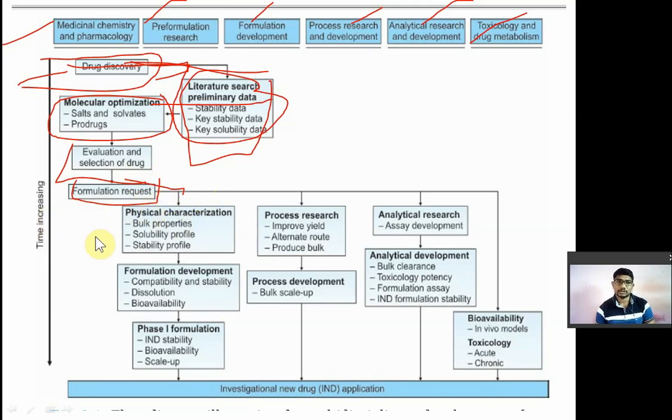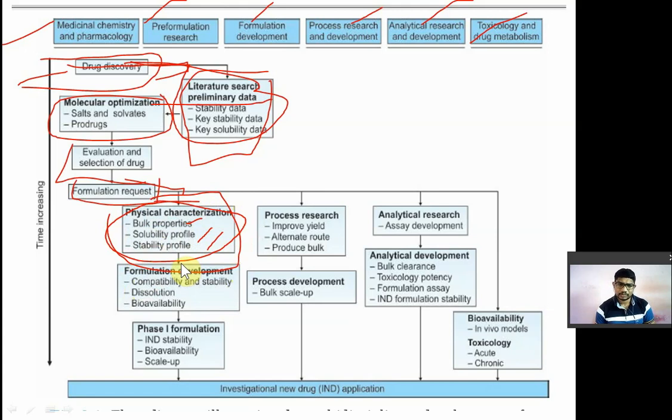Now the pre-formulation department studies the physical properties of the drug, like bulk properties and solubility. Bulk properties means particle size distribution, density, porosity, etc. Then the solubility profile, then the stability profile. The stability profile means degradation studies of that drug: oxidation, reduction, hydrolysis, photolysis. So after the drug comes, the pre-formulation department will study the physical characterization of that drug.